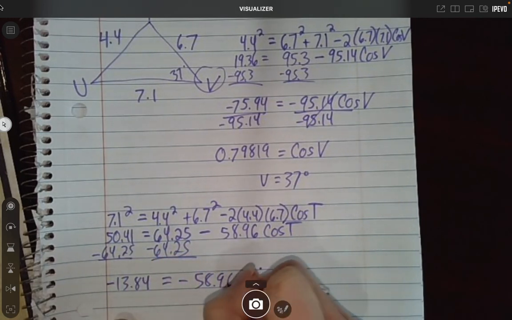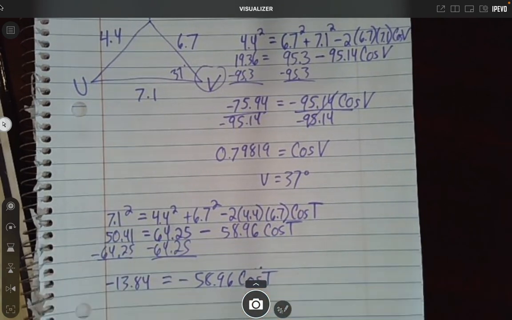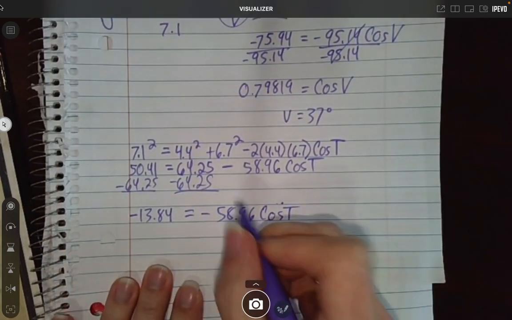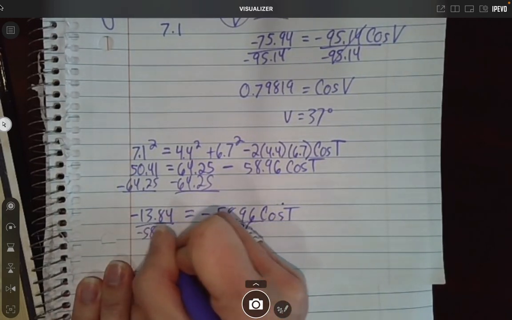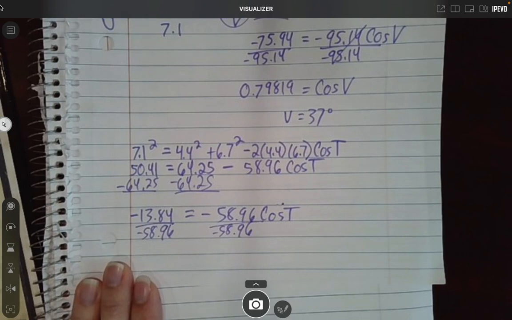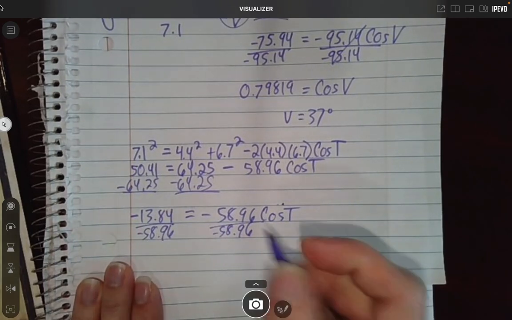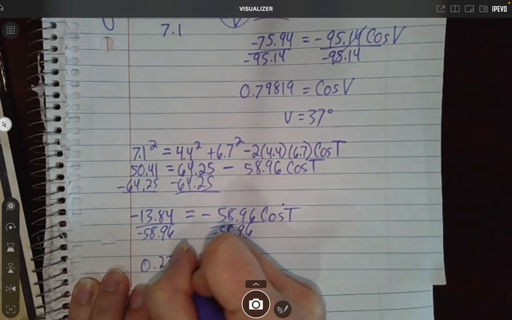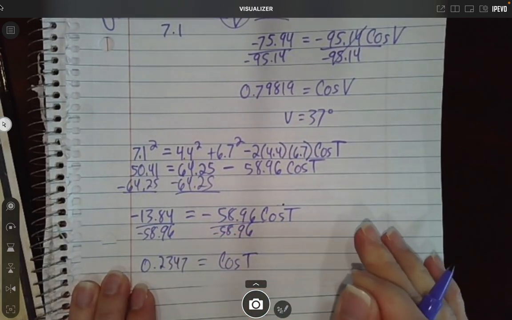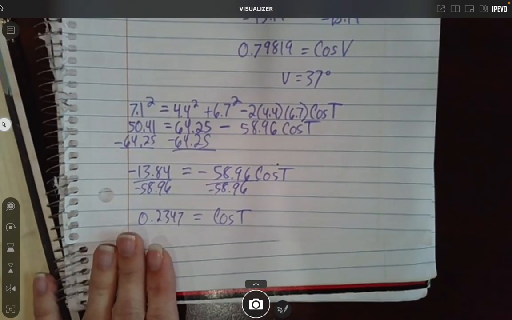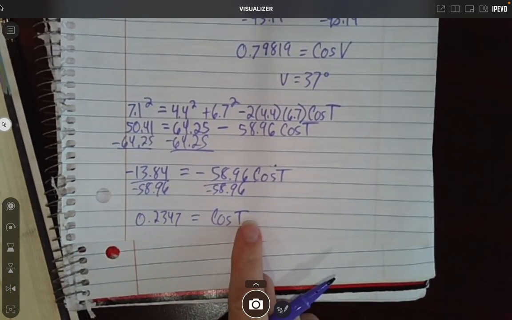And then I'll bring this down. Now what do we do? Divide by the negative 58, whatever. And then I'll do, divided by negative 58.96. I got 0.2347, and so on. Yeah, this one's not negative. So then what do? That's not your answer.